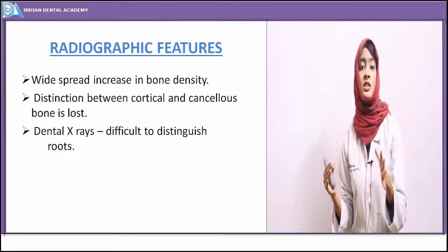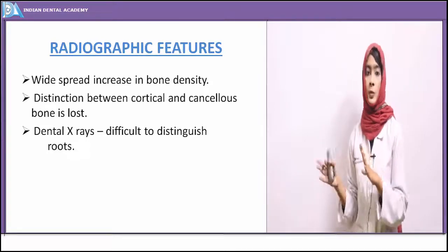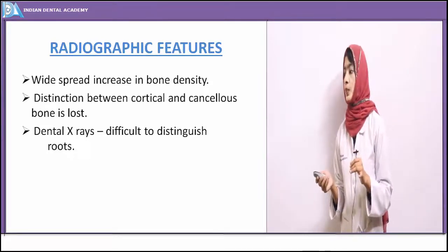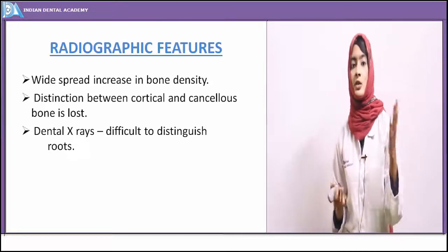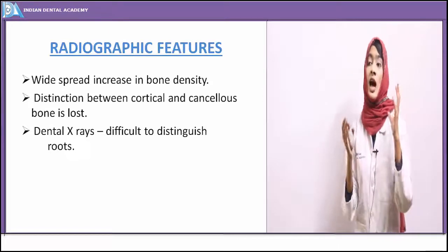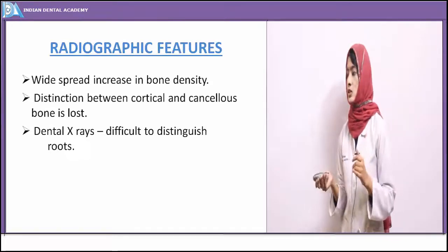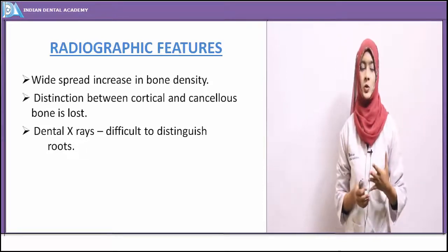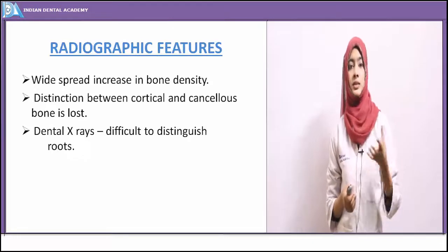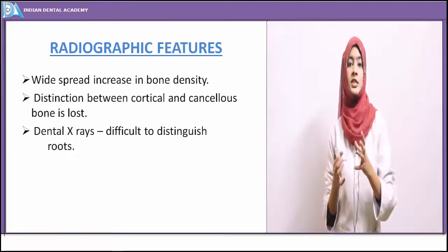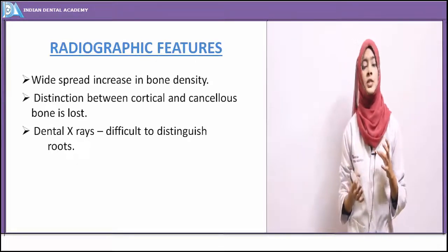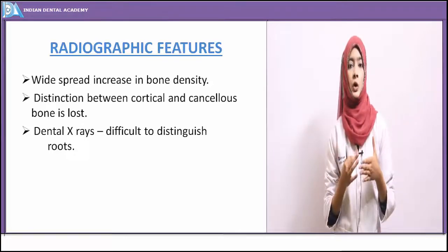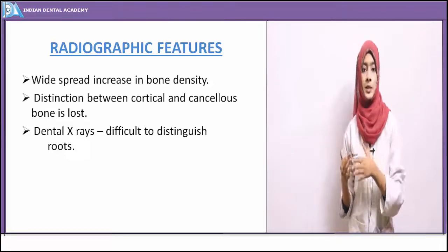So such radio opaqueness of the bone is seen. The alveolar bone shows such radiopaqueness that you cannot distinguish between the two, and even the roots are hypercementosed here. So then we see the radiographic features of osteopetrosis. We see the characteristic endosteal proliferation of bones, that is nothing but the end-on-bone appearance.